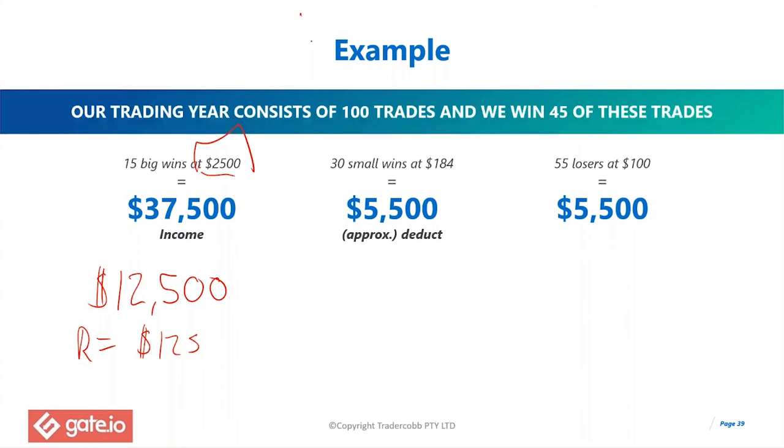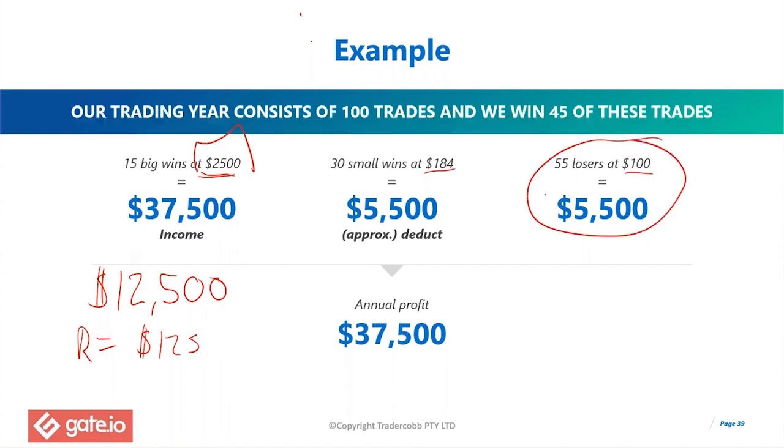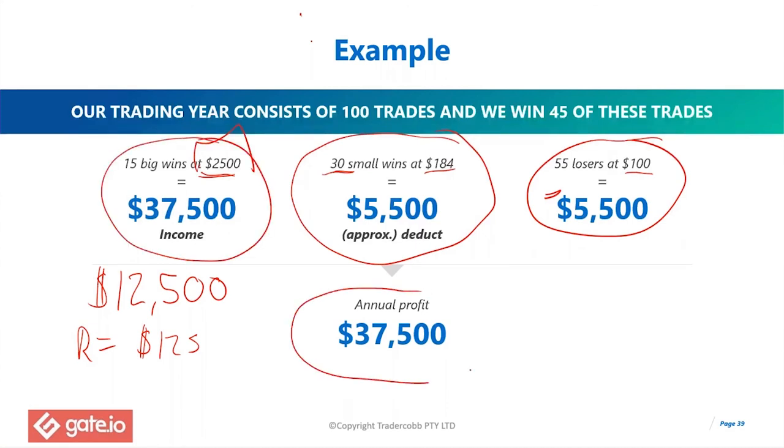So now we've got that under control. We know that it's not always going to be 55 losses at 100. It's not always going to be 184. It's not always going to be 2,500 on your wins. It is going to be a mishmash of all of the above. But again, to illustrate the point, I know I say this 1,000 times, but I need to because I don't want to give you the wrong message. When we have these numbers set out the way we do, our $5,500 loss is covered by our $5,500 wins by our 30 small trades. It's our big trades, our big winners, that end up being our annual profit.